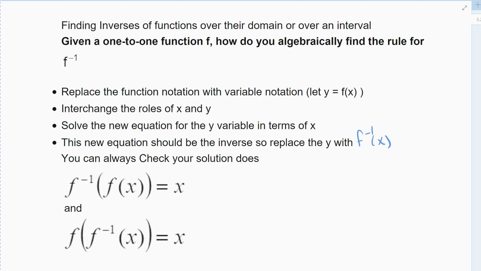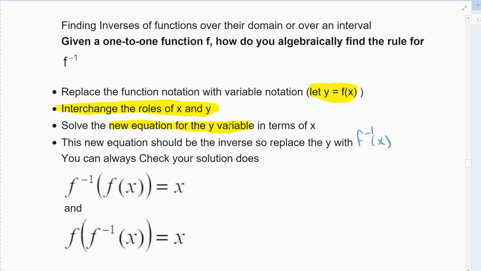So replace the function part with y, right? That's what the function part really represents. f of x is equal to y. Because the next thing you're going to do is you're going to flip the role. So basically, whatever was an x becomes a y, whatever was a y becomes an x. Solve that new equation for y to get it in function notation.